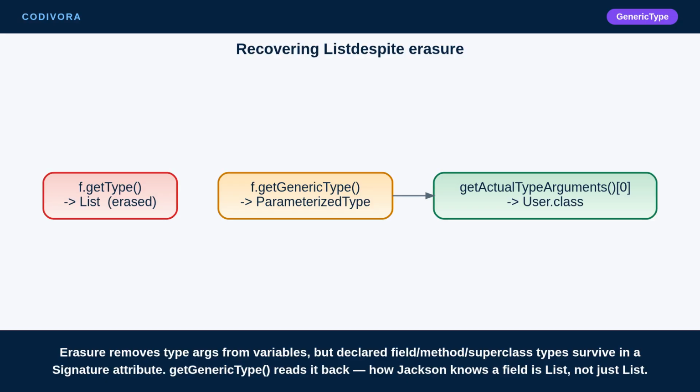Here's a question that stumps people. Generics are erased, so how does Jackson know a field is a List of User and not just a raw List? The subtlety is that erasure removes type arguments from variables, but the compiler still records the declared generic types on fields, methods, and superclasses in a class file Signature attribute, and reflection reads that back. So getType returns the erased raw List, useless for the element type. But getGenericType returns a ParameterizedType, and getActualTypeArguments index 0 hands User.class, the element type recovered despite erasure. That's exactly how JSON libraries and Spring rebuild generic types at runtime.